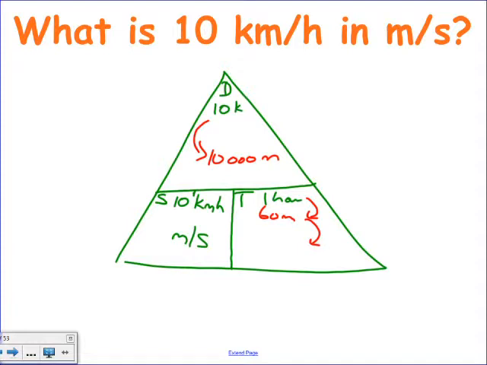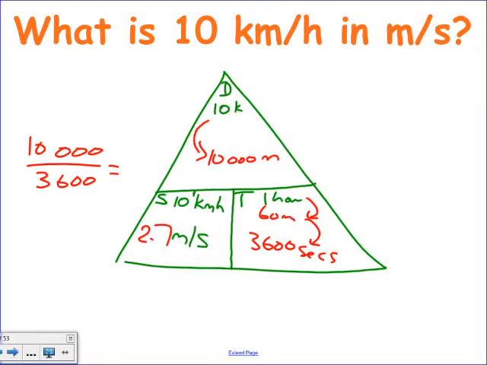60 times 60, which is 3,600 seconds. So 1 hour is 3,600 seconds. So now, to get metres per second, I've got my metres, I've got my seconds. What do I need to do? 10,000 divided by 3,600, because this tells me what to do with them. I divide that by that. So when I do that, what do I get? 2.7.